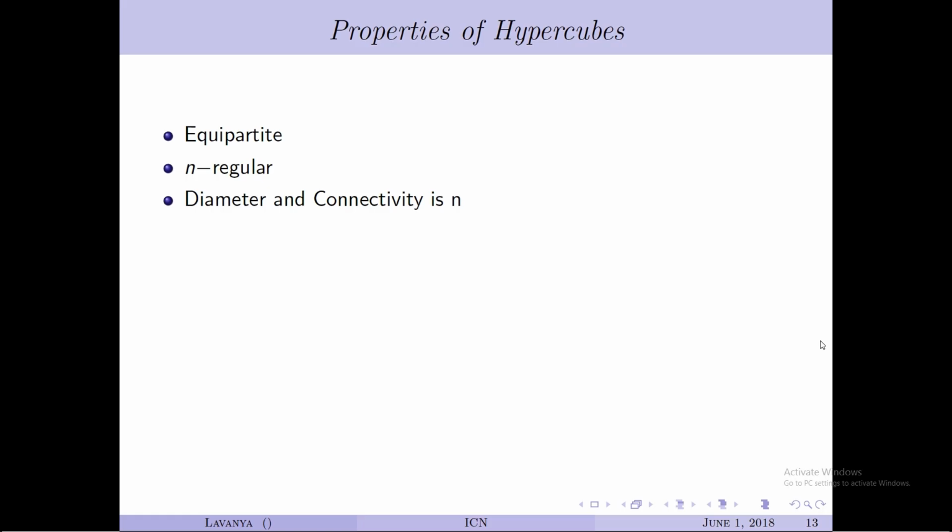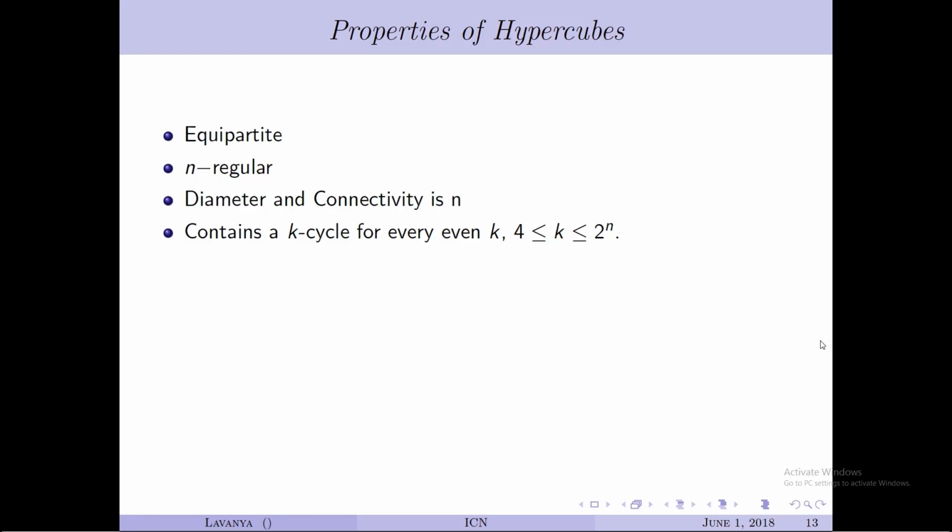Not only is the diameter n, connectivity is also n. Vertex connectivity and edge connectivity, both are n here. So you have to remove at least n nodes to disconnect the graph. And it is also pancyclic, even pancyclic, they call it bipancyclic, that is, even cycles of every order from 4 to 2 power n exist in the graph.